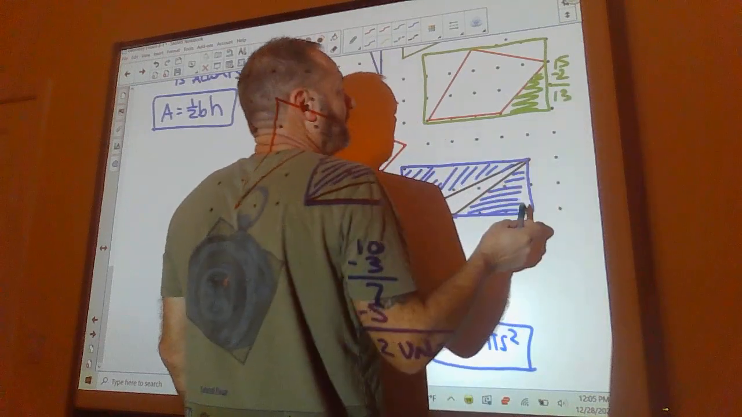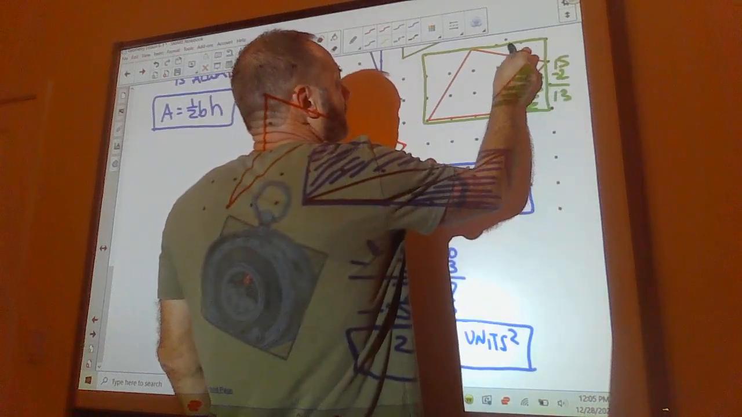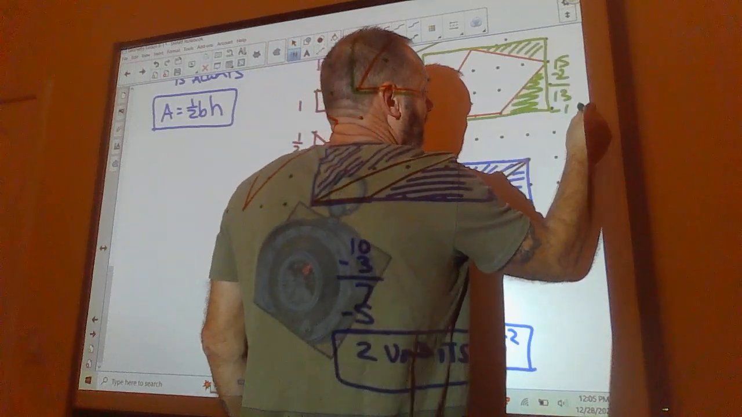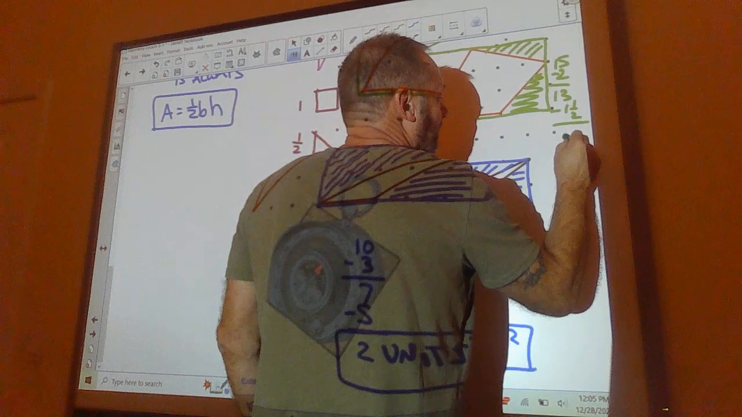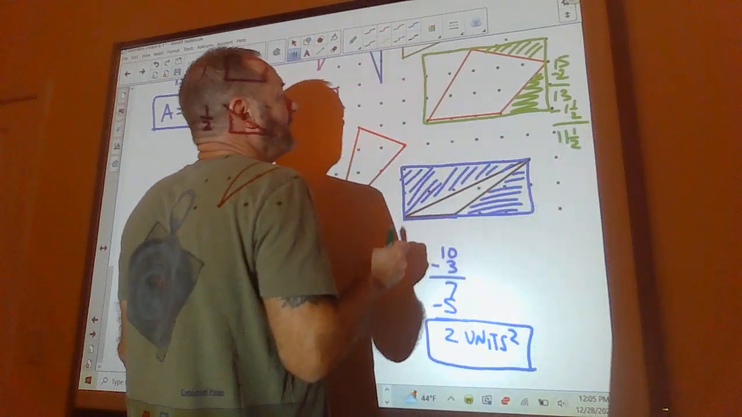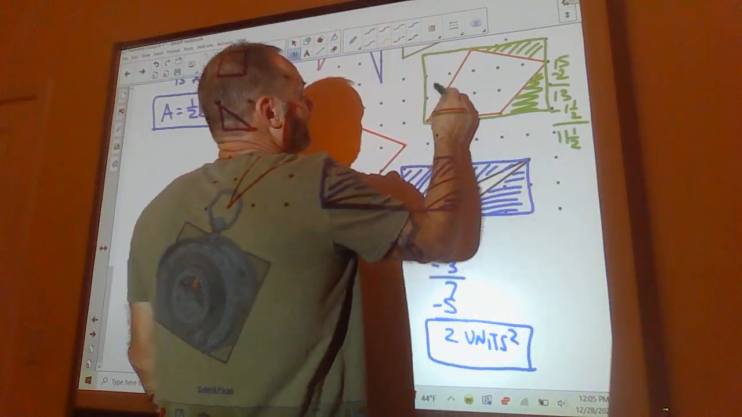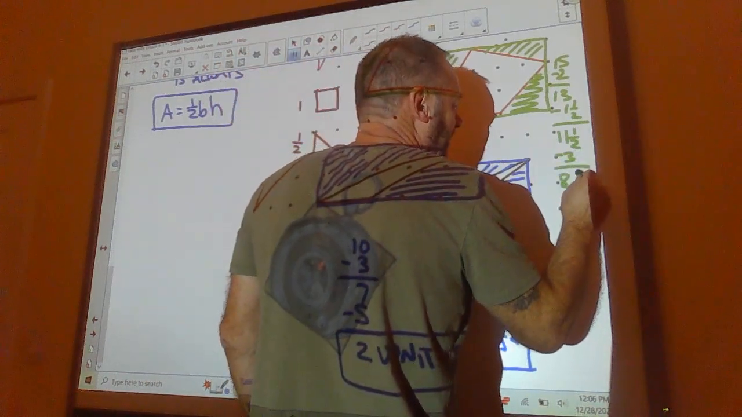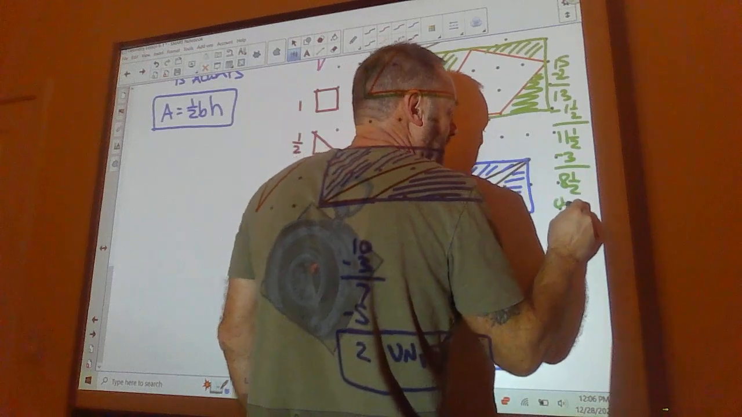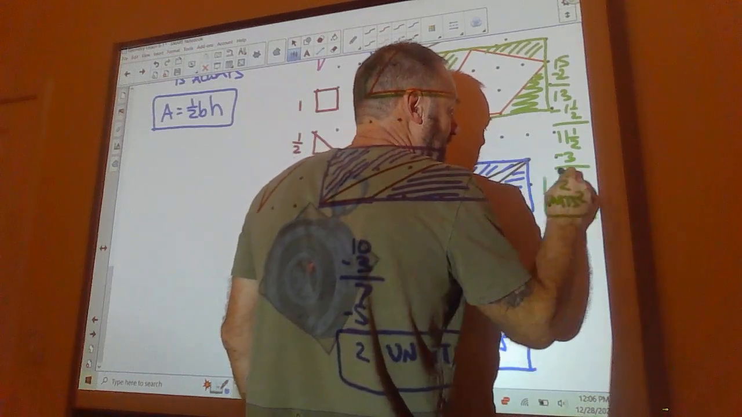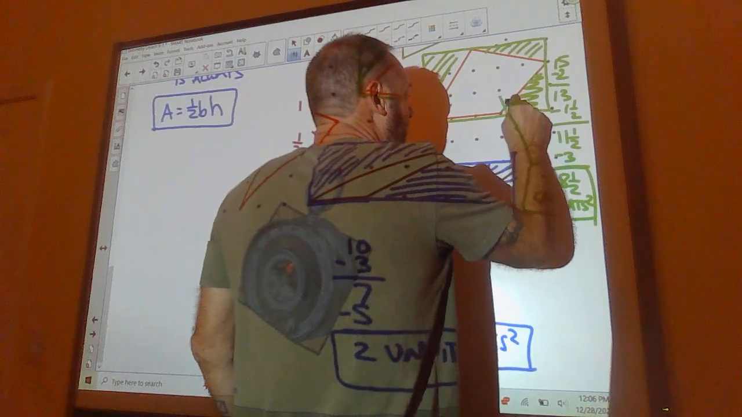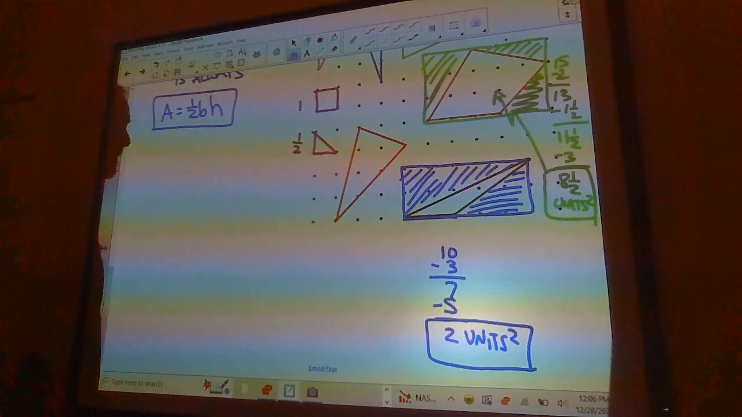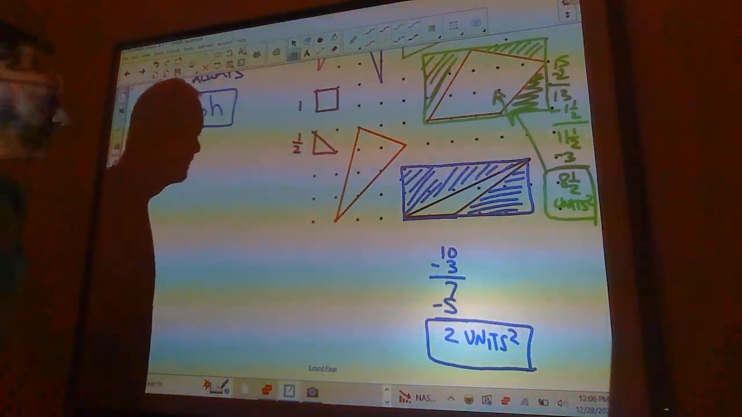That leaves 13. This is 3 by 1, so if I cut this off, that's 1.5. So that leaves 11.5. And then this is 2 by 3, so that's 6. Half of that is 3. So if I cut this off, that's 3. That leaves 8.5 square units for that figure right there. You can do this one on your own.